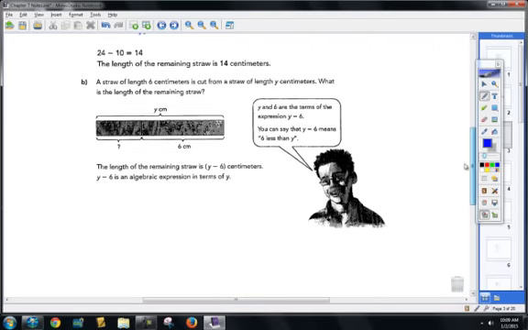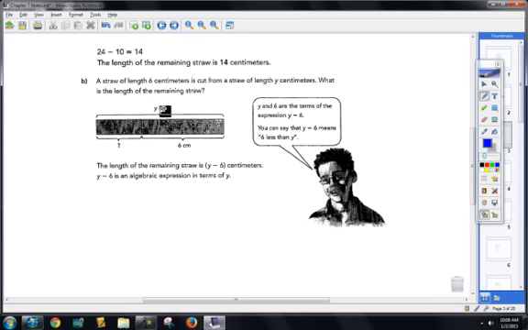Now, up here, this is where you've got to know how to write the algebraic expression, because now a straw of 6 centimeters is cut from a straw of length y centimeters. So it's cut from that. Notice the word from. So that means this is the whole amount.